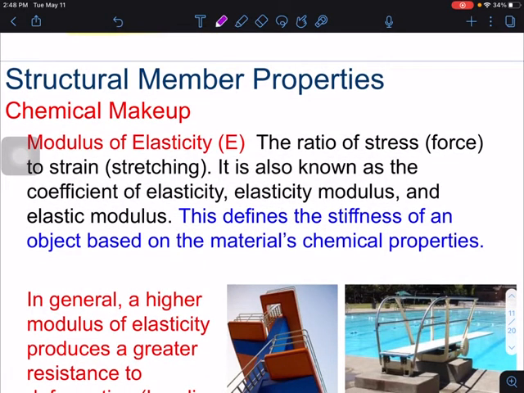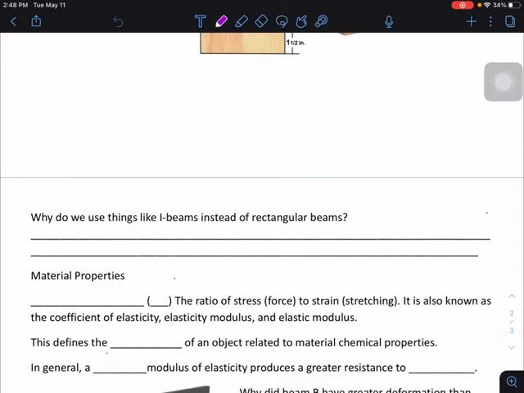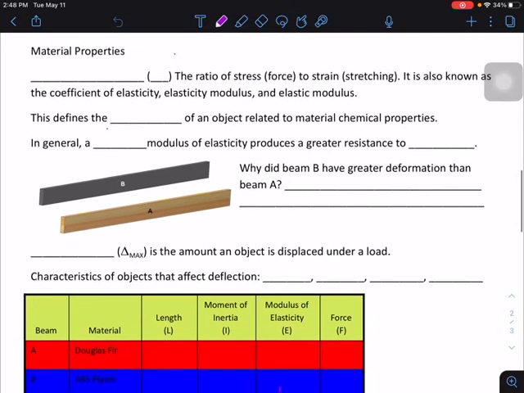Now, the next part of this assignment is dealing with the modulus of elasticity. So on the assignment that we were working on, we're all the way to right here, material properties. Blank is the ratio of stress to strain. This is modulus of elasticity. It fits into this blank right there. Modulus of elasticity is the ratio of stress to strain. Okay, stretching, it's known as the coefficient of elasticity. It's also known as elasticity modulus and elastic modulus. Some people call it Young's modulus of elasticity. Okay.